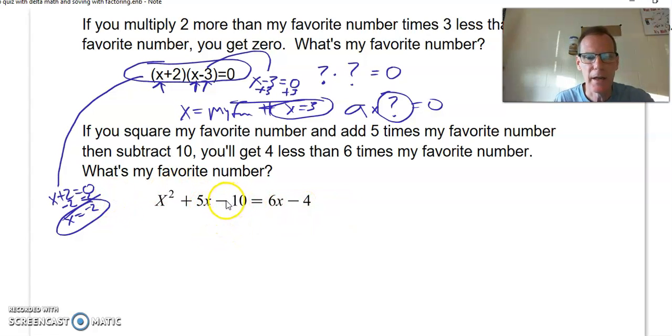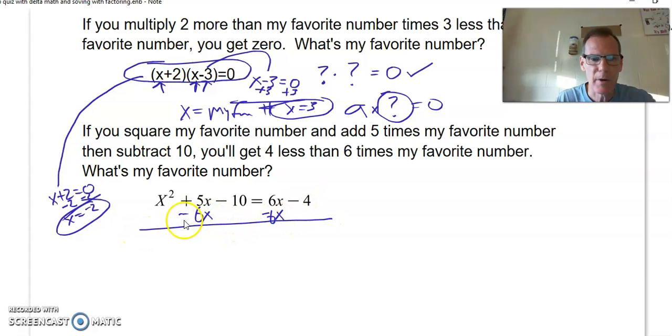Well, here's the idea in a nutshell: we're going to set this equal to 0. And you might remember that was a critical component up here, that it was set to 0. So I'm going to subtract 6x. We're used to isolating x, but in this case, we're going to do a different approach. So we've got x squared minus x, I combine those like terms, minus 10 equals -4. These canceled out. Now I'm going to add 4.